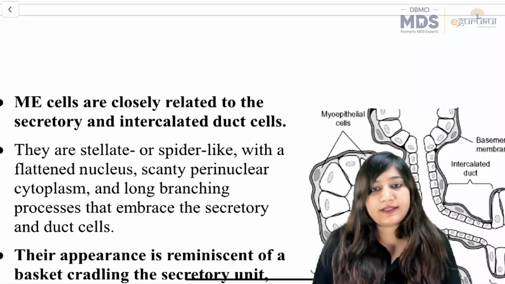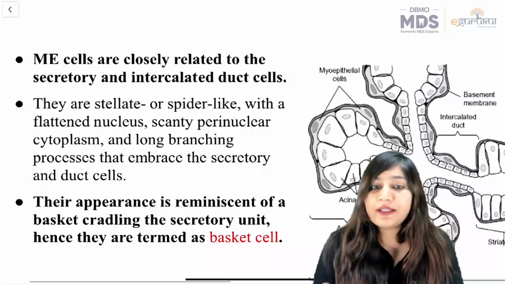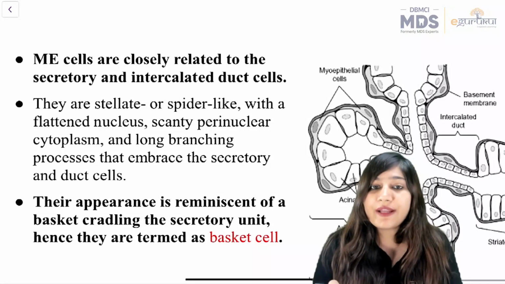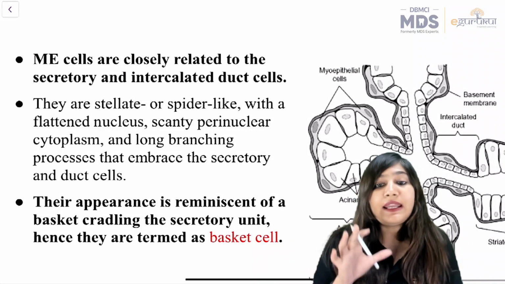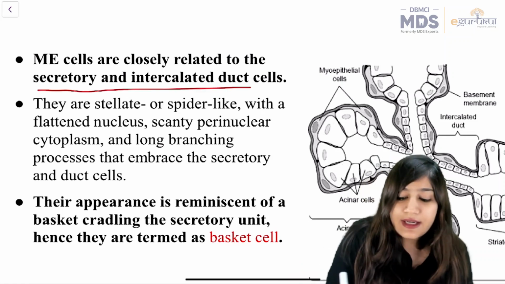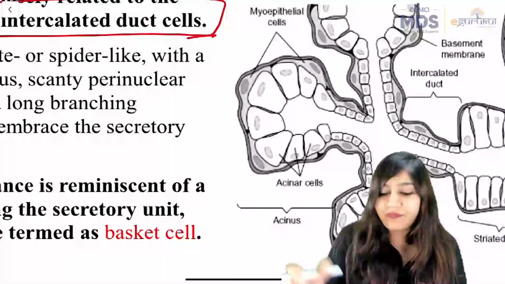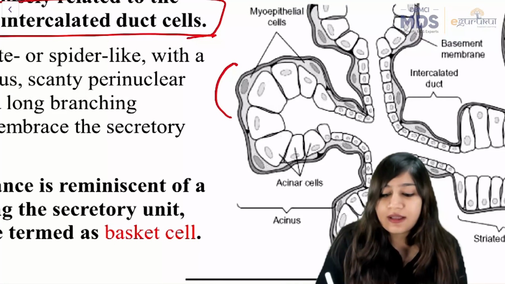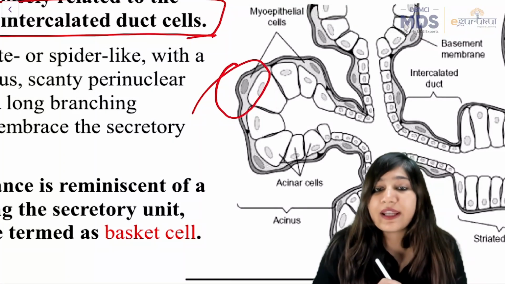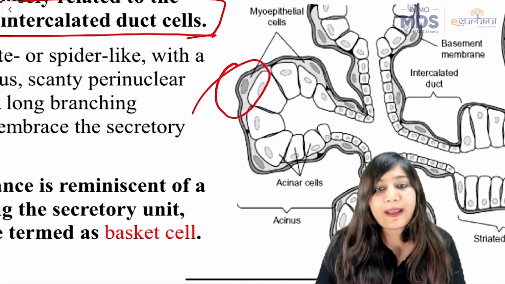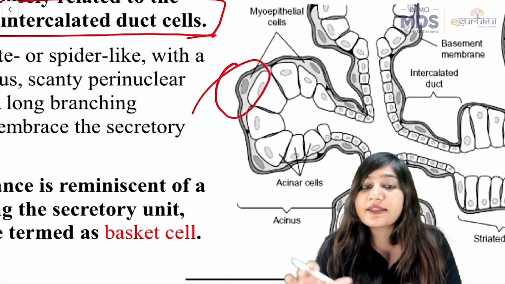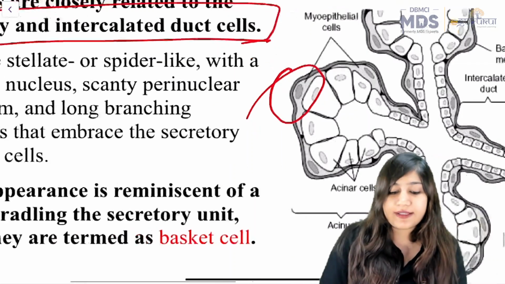What are myoepithelial cells basically? Myoepithelial cells are present where? Near the secretory and intercalated duct cells. This is again an MCQ question. They are present where? Here we can see this is intercalated duct and surrounding them we have our myoepithelial cells. So they are present near the secretory and intercalated duct cells.